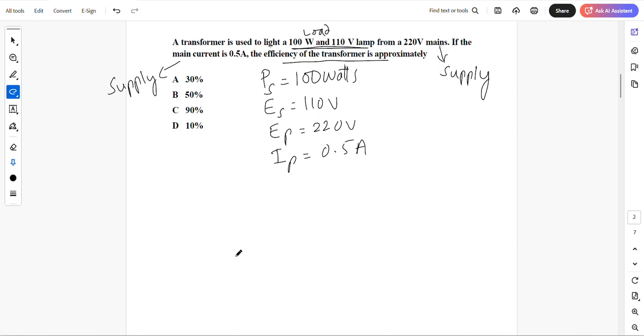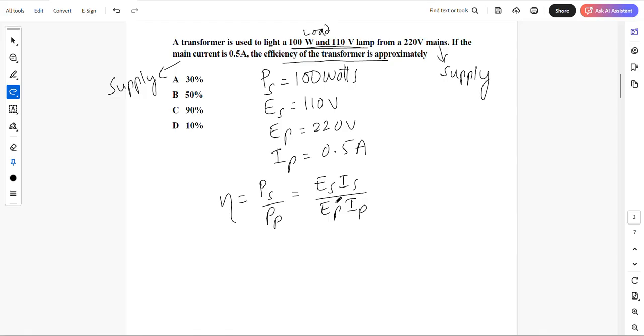Efficiency of the transformer. We know that efficiency of a transformer is given by PS by PP, output power divided by input power. PS is given by ES into IS, and PP is given by EP into IP. Now you have to calculate the efficiency of the transformer.